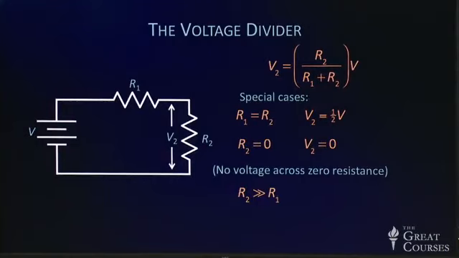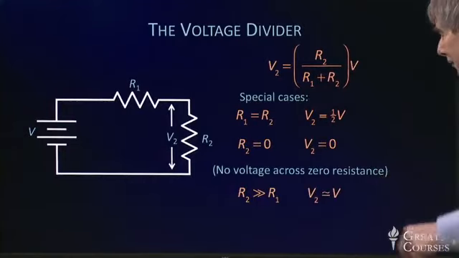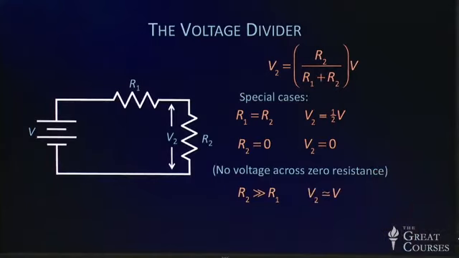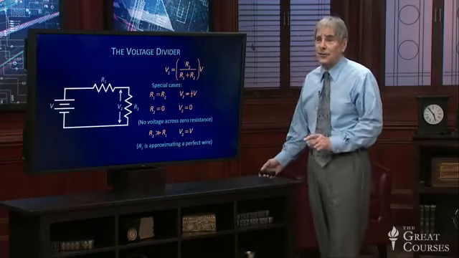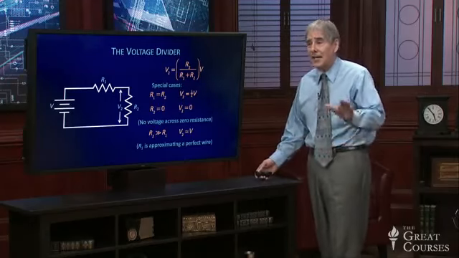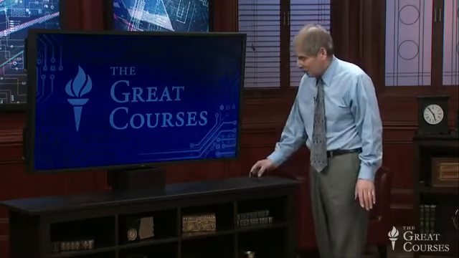And finally, if R2 is really big compared to R1, then V2 is almost equal to the battery voltage. And I'll have a lot more to say about that in a minute when I talk about ideal batteries. R1 becomes almost a perfect wire if R2 is much bigger than R1. So that's the voltage divider, a really important configuration that we'll see again and again throughout this course.